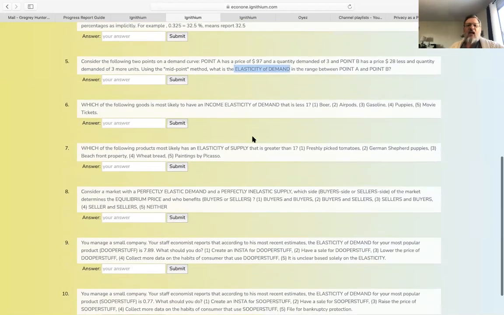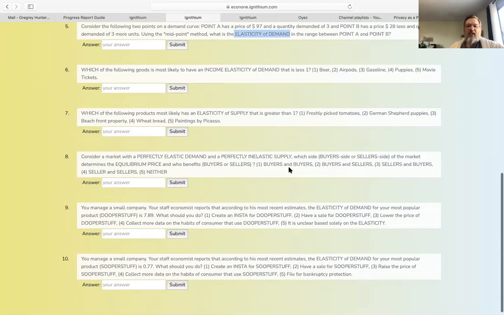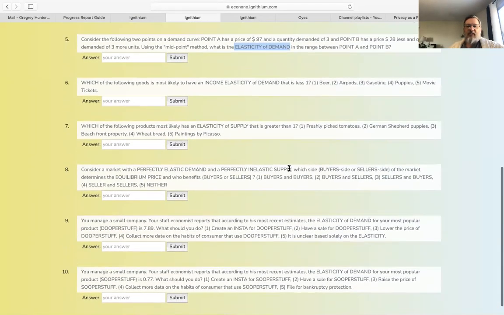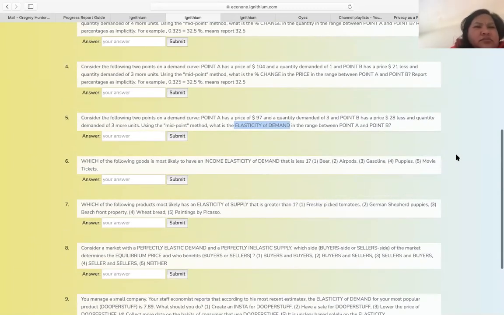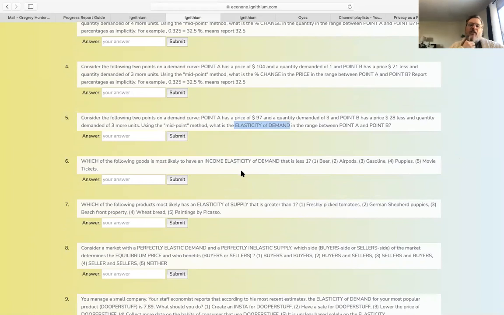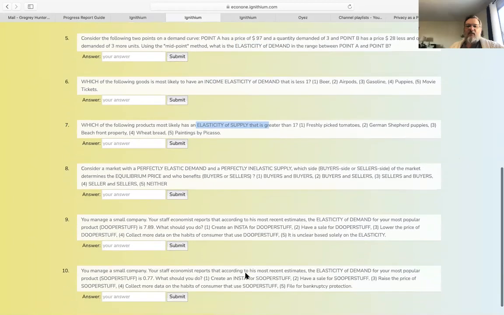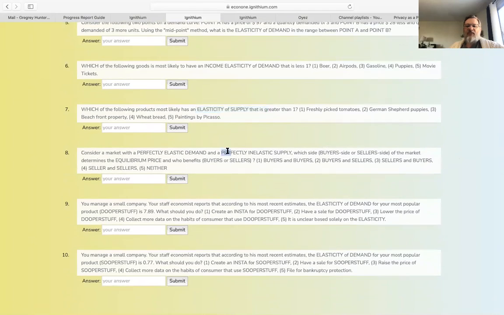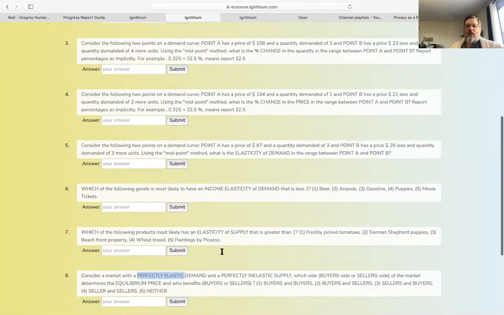And then these other ones are multiple choice, and so they'll be pretty easy. But if you're curious, make sure you watch the elasticity lectures carefully, and you'll be able to see when we start to talk about income elasticity and elasticity of supply, and then these different labels like perfectly inelastic and perfectly elastic. You'll be able to walk through it.